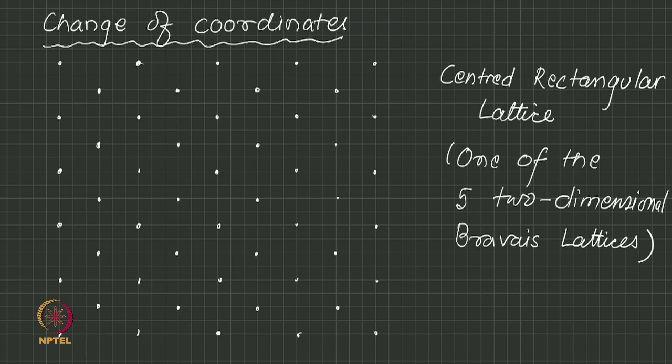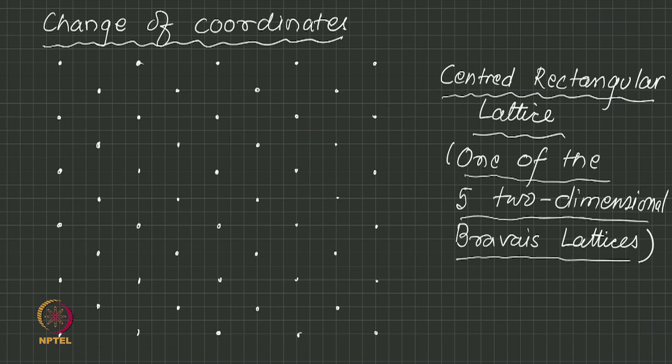As an example from crystallography, I am showing you here what is called a centered rectangular lattice. This is one of the 5. There are 14 Bravais lattices, you must all be knowing, in 3 dimensions. You might not have thought much about 2 dimensions, but in 2 dimensions there are 5 Bravais lattices. We will look at them in detail. This is just a preview.